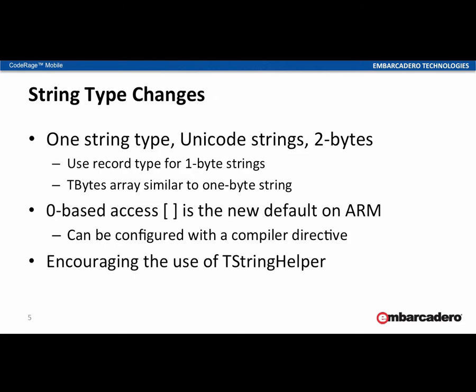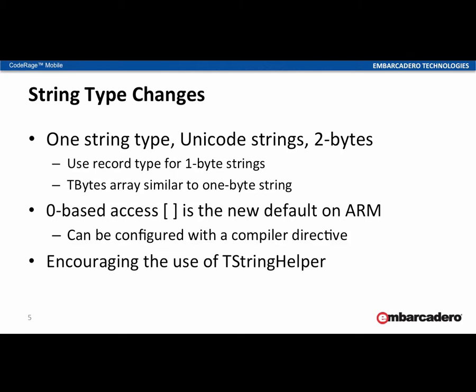So getting back to string types, as I was mentioning, there's one string type, and it is Unicode based, so it uses 2 bytes per element. You can use record types to represent 1 byte strings, or you can use TBytes, I mean arrays of 1 byte elements. But by default, the product only ships with a single string type.